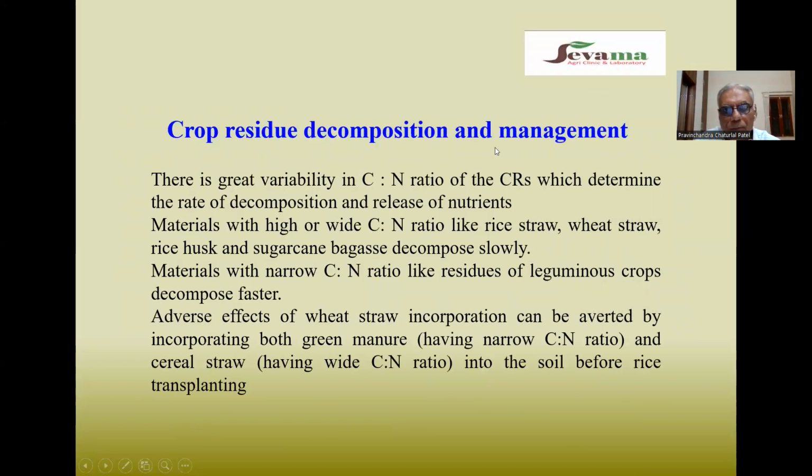Crop residue decomposition and management. There is great variability in the CN ratio of crop residues. This determines the rate of decomposition and release of nutrients. The adverse effect of wheat straw incorporation can be averted by incorporating both green manure having a narrow CN ratio and cereal straw having a wider CN ratio into the soil before rice transplanting. So when we add the wheat straw, we should also incorporate green manure having a narrow CN ratio, like Sesbania or Dhaincha.